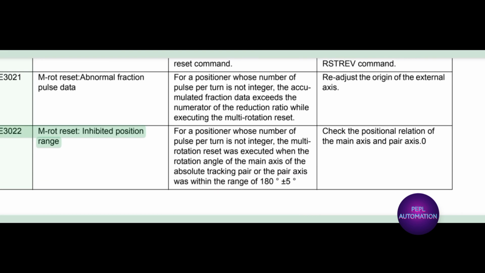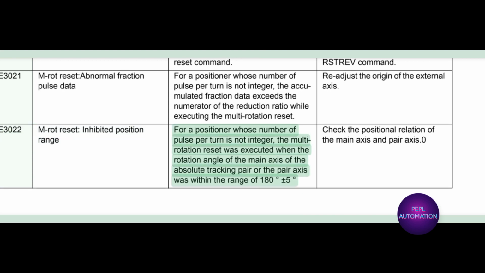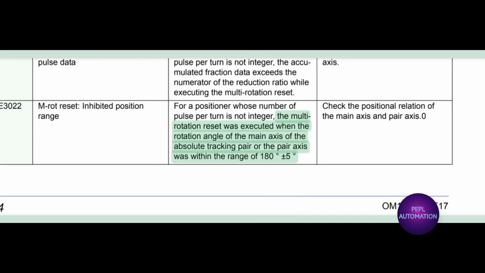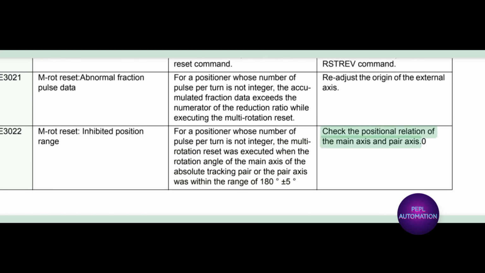E3022 multi-rotation reset, inhibited position range. For a positioner whose number of pulse per turn is not integer, the multi-rotation reset was executed when the rotation angle of the main axis of the absolute tracking pair or the pair axis was within the range of 180 degrees plus or minus 5 degrees. Check the positional relation of the main axis and pair axis.